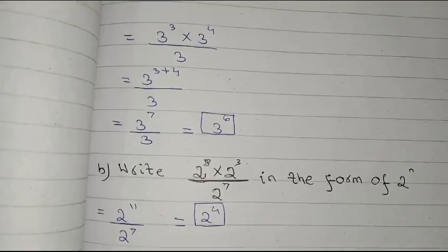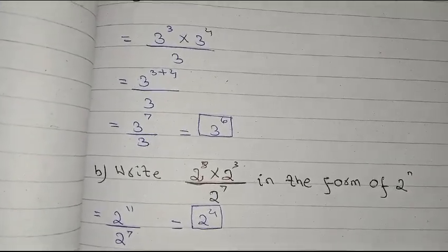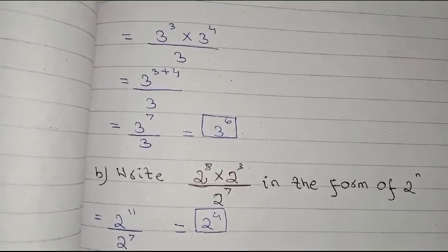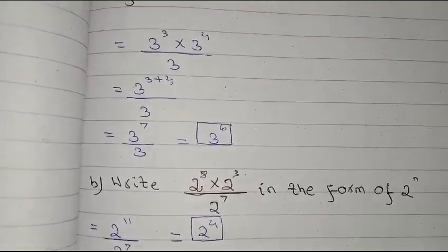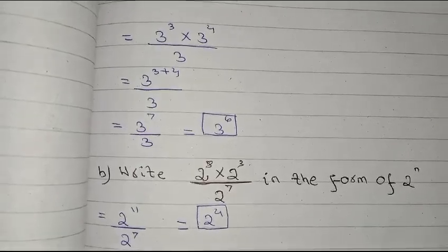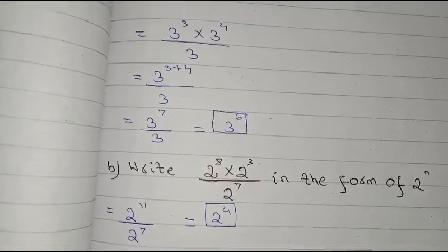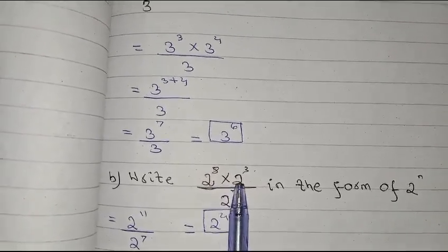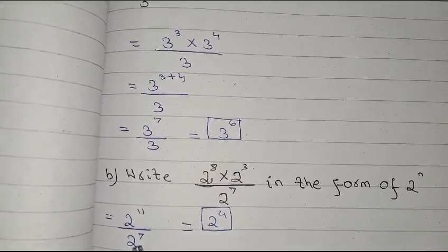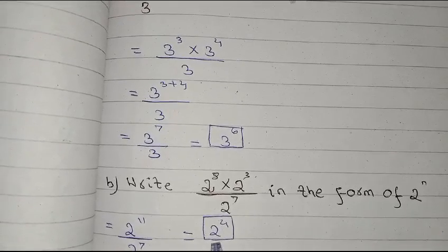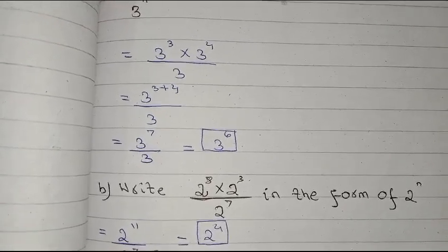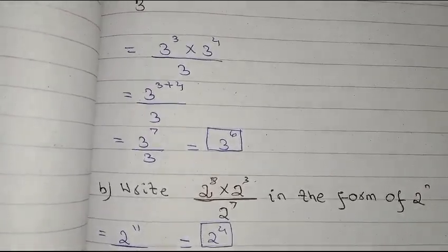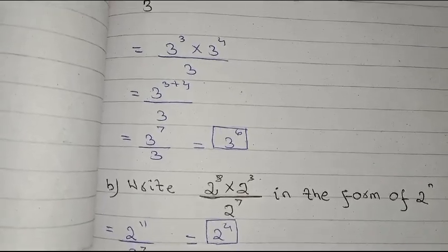So in the next question, write 2 power 8 multiplied by 2 power 3 upon 2 power 7 in the form of 2 to the n. And 2 to the n means any power of 2. So in multiplication we will add the powers, so we get 2 power 8 plus 3, which is 2 power 11 upon 2 power 7, equal to 2 power 4. Because in division we will subtract the powers, so 11 minus 7 equals 4.